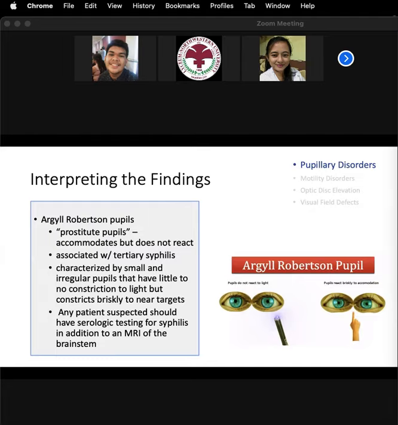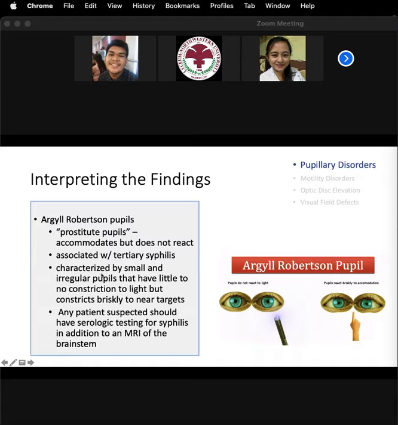For Argyll-Robertson pupils, they sometimes call this the prostitute pupils because of their association with tertiary syphilis, no? And also because of the characteristic of the pupils that it accommodates but does not react. So parang same siya with Adie's, no? Accommodates ibig sabihin, you look at the near target, nag-constrict siya, pero shine a light, it does not react.